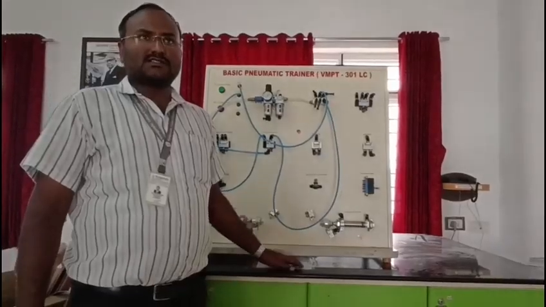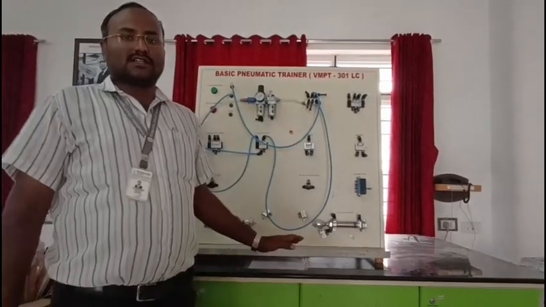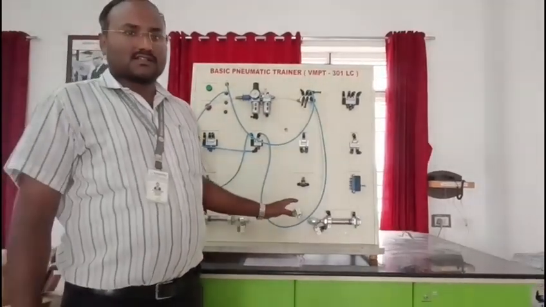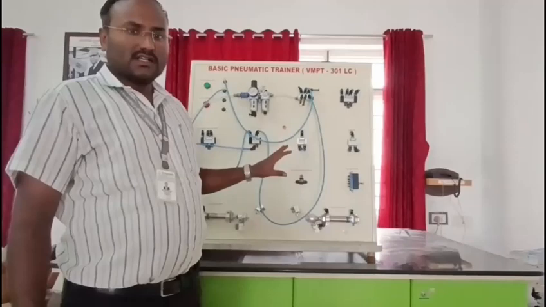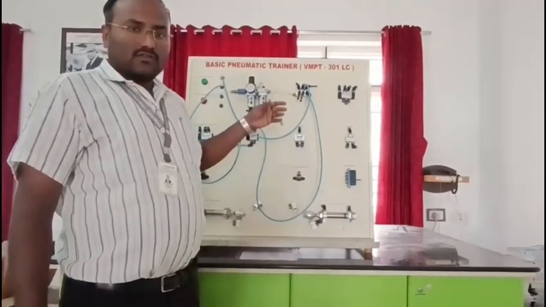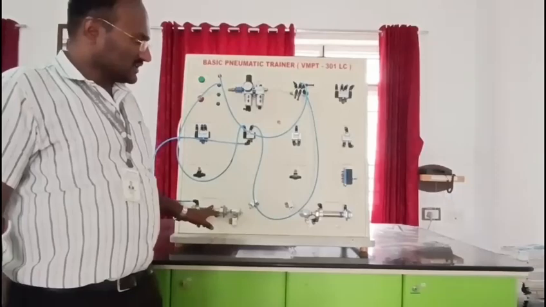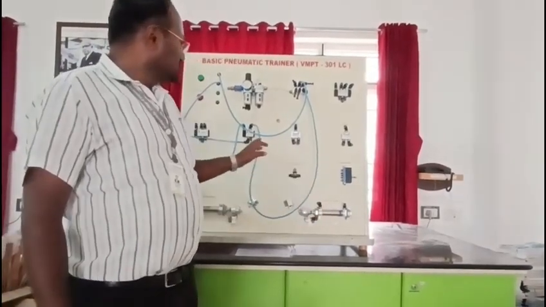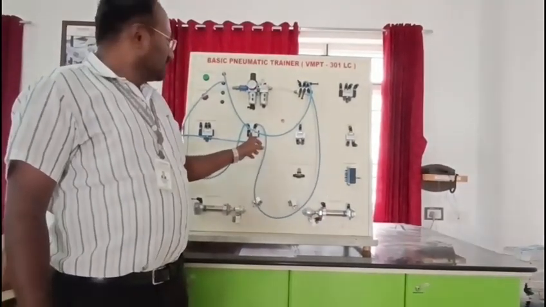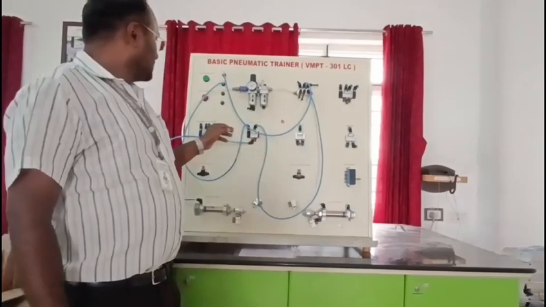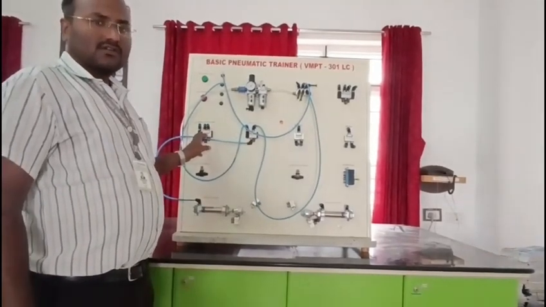The second part is the design of the single acting pneumatic cylinder. This is a pneumatic trainer kit. We have to do the pneumatic experiment with a single acting cylinder. This is a single acting cylinder. This is a double acting cylinder. This is a 3/2 pilot operated direction control valve, and this is a 5/2 direction control valve.